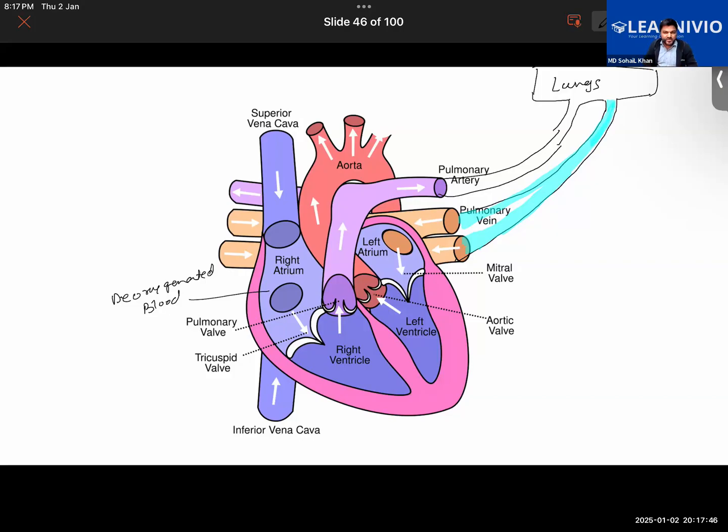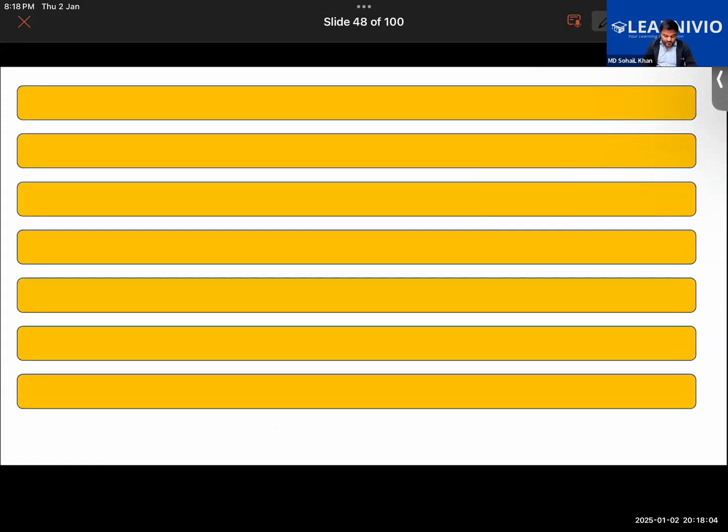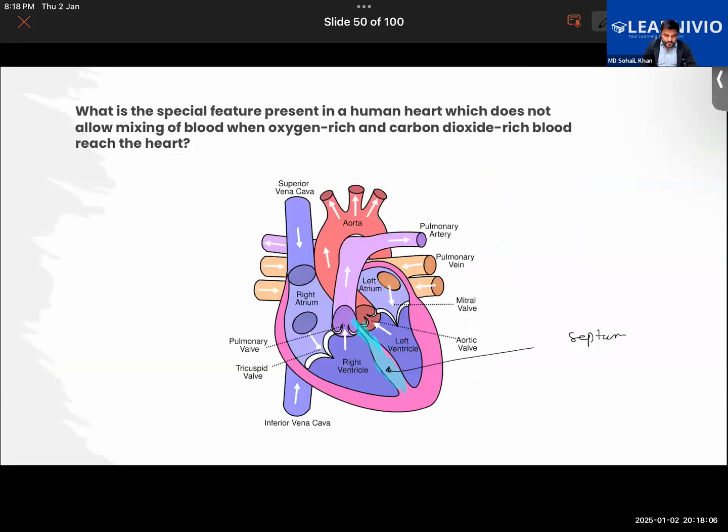So that's how the heart functions. And a very distinct feature of the human heart is that there is a wall called the septum that separates the left and right parts of the heart. This muscular wall is called the septum. So that's how the heart functions. Getting it? Okay.